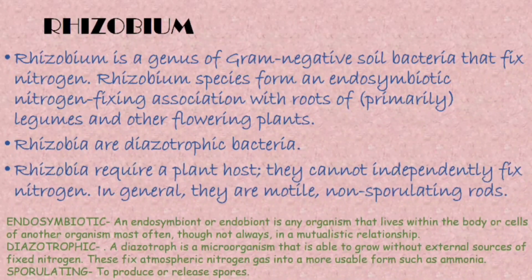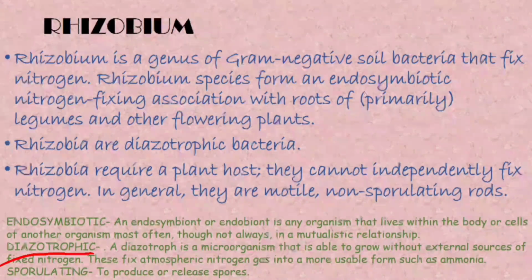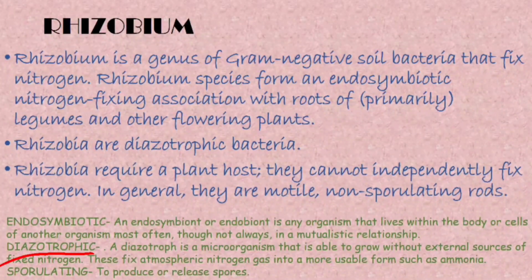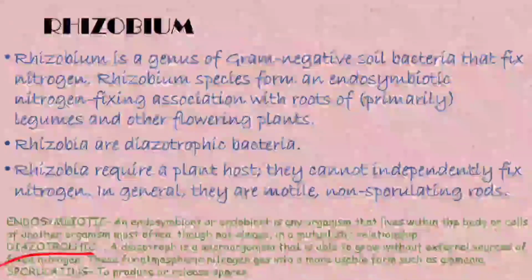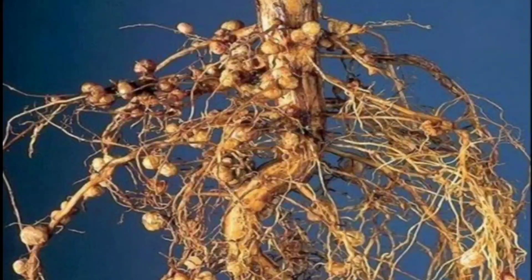Next, rhizobia are diazotrophic bacteria. What is diazotrophic? Diazotrophic is a microorganism that is able to grow without any external source of nitrogen. So it does not need any sort of nitrogen for its growth. These small balls or nodules present in the root are the rhizobia.